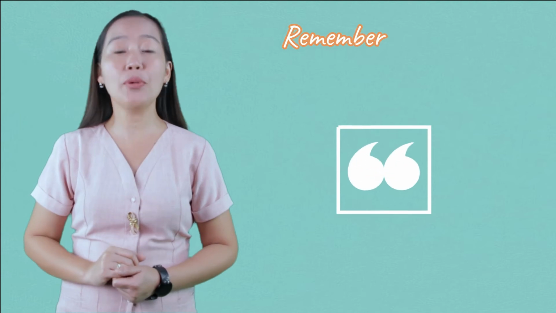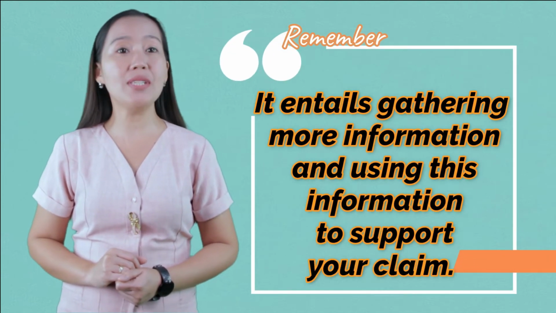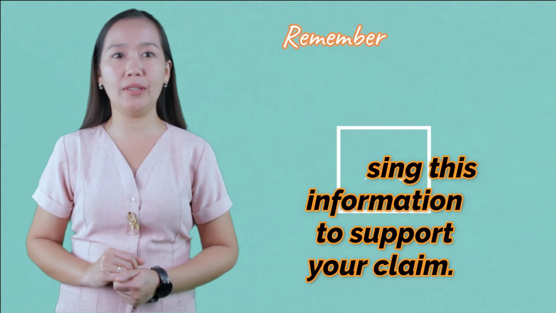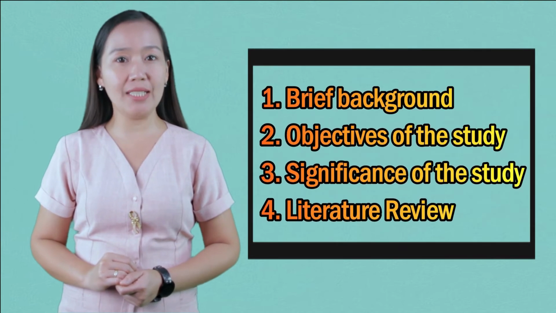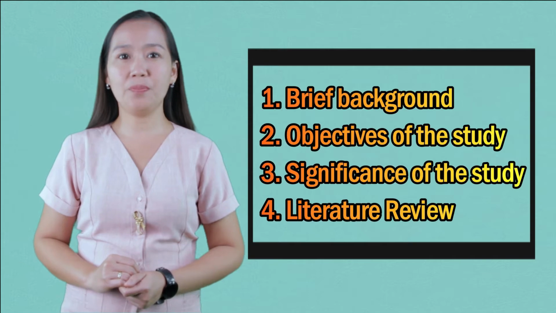After selecting and limiting a research topic, you can now start to write the draft of your research. Remember that writing is a recursive process. It entails gathering more information and using this information to support your claim. Let us start with the first goal, writing the introduction. Now remember, there are 4 essential parts of the introduction: a brief background, objectives of the study, significance of the study, and the literature review.